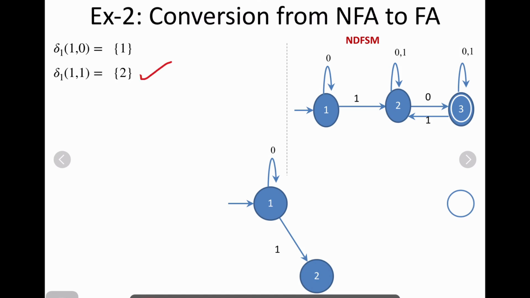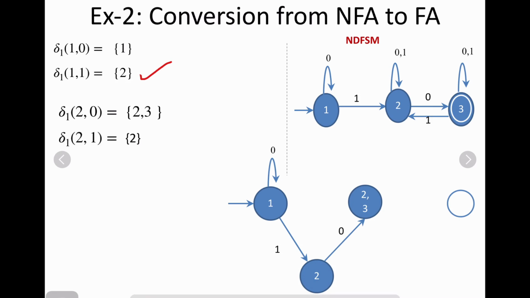For that you need to find the next transition. 2 on 0 will go to 2 as well as 3. Then you can create one more new state. 2 on 1 will go to 2, that means it is a loop on that. From 2 we get one more new state, 2 comma 3.